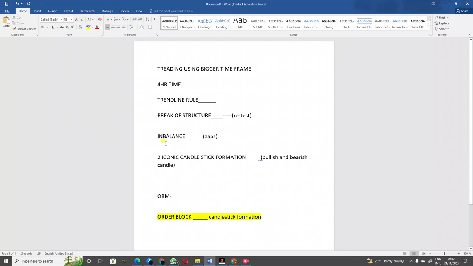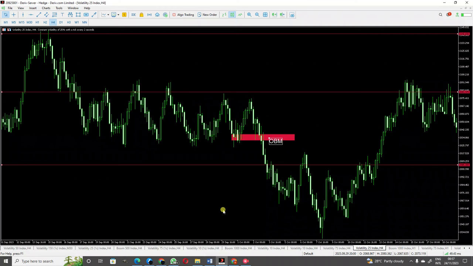And also, please do allow me not to talk about the market structure, break of structure on this video. Because if I talk about them, then we are not going to complete what we wanted to actually cover on this video. For now, we are going to be basically dealing with the 4-hour time frame, the trend line rule, the imbalance, the two candlestick formation, and the obvious breakout movement. This is part one of this video.